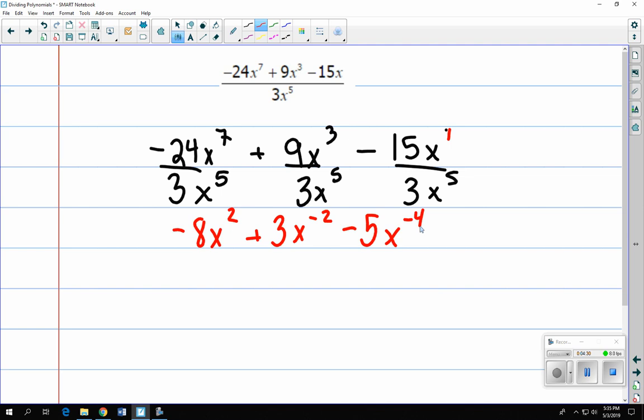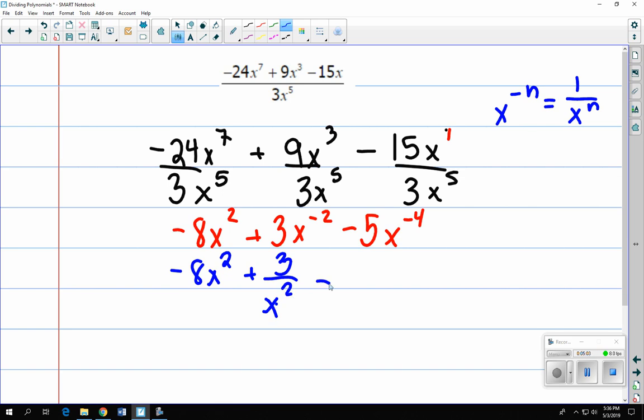And as you remember through the laws of exponents, I am not allowed to have negative exponents. So what I need to do is make them positive. And the way for us to do that is if I have a negative exponent, I write it as 1 over x to the positive exponent. So for here, my negative 8x squared stays, plus the 3 is not part of the x. So therefore, that 3 stays in my numerator, divided by x squared.